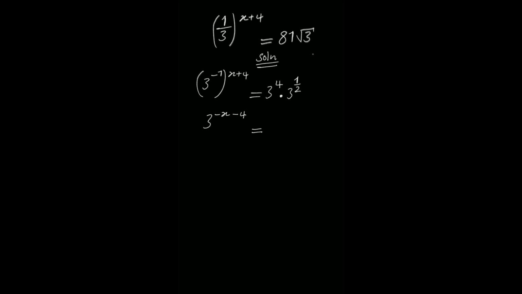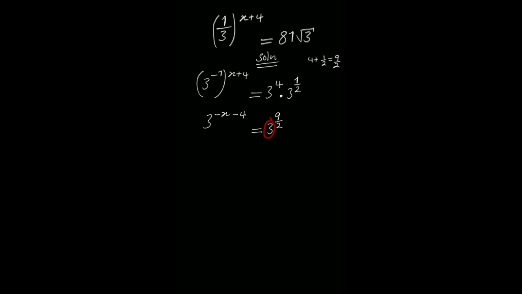That is 4 plus half. So this is just 2 times 4, which is 8, plus 1, 9. This is 9 over 2. So we have 3 raised to the power of 9 over 2.